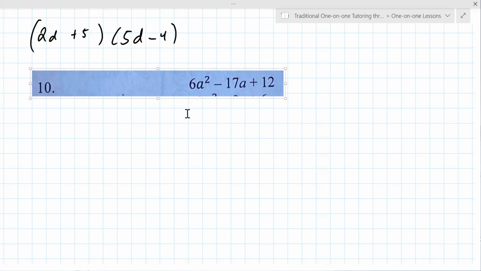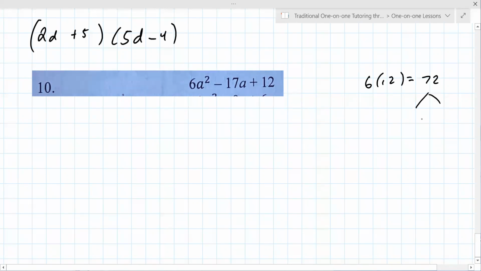Wait a second. I have a question. So if it's negative 17, are all the numbers just negative? Yeah, so when you multiply 6 times 12 and get 72, when you're multiplying to get a positive, they're either both positive or both negative. So in this case, they're both negative. Okay, that makes sense. Thank you.